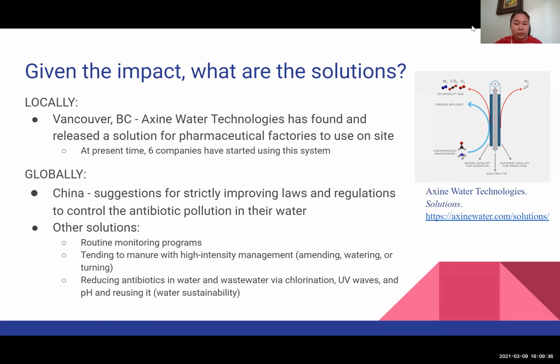Countries around the world have different levels of antibiotic pollution in their rivers because of different reasons, but they have similar solutions. In China, suggestions to improve their laws and regulations to control the antibiotic pollution in their water from factories and hospitals have been put in place. Other solutions have been found through scientific research, like routine monitoring programs to keep up with antibiotic pollutant rates, amending watering or turning manure to deplete antibiotics faster, and reducing antibiotics in the water via chlorination, UV waves, and pH, to reuse the water later for water sustainability.